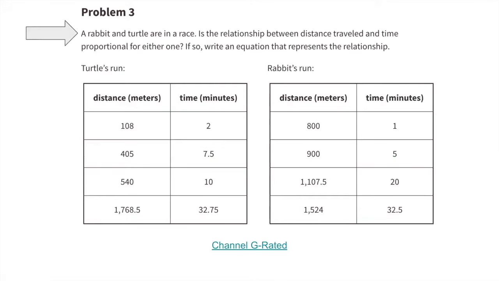Number 3. A rabbit and turtle are in a race. Is the relationship between distance traveled and time proportional to either one? If so, write an equation that represents the relationship.